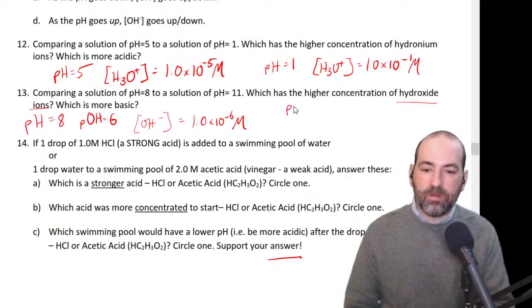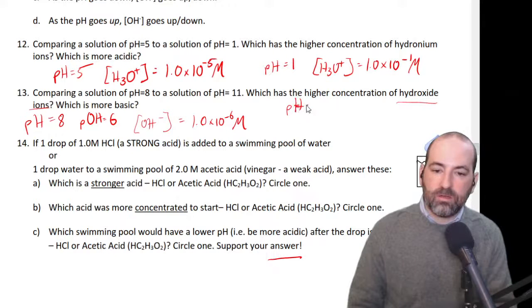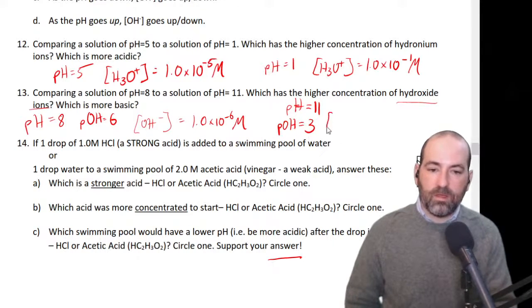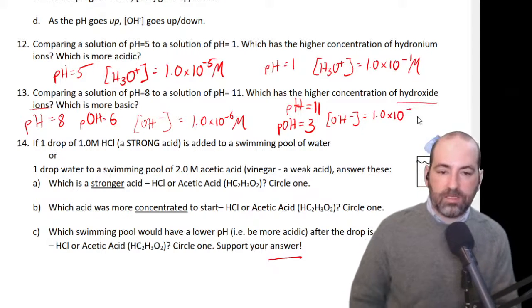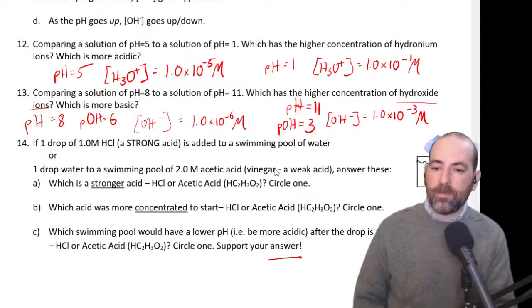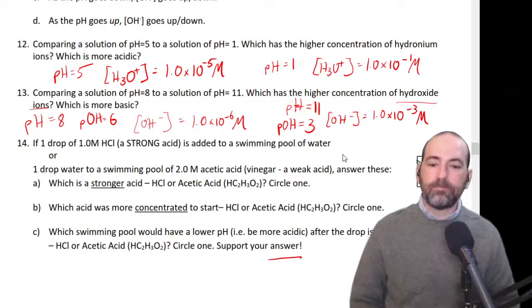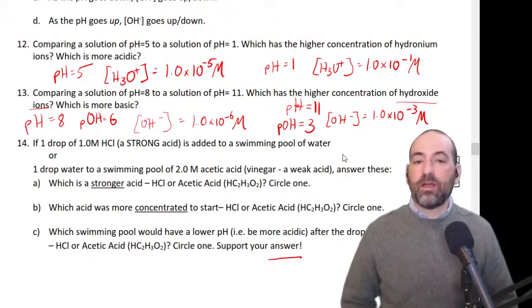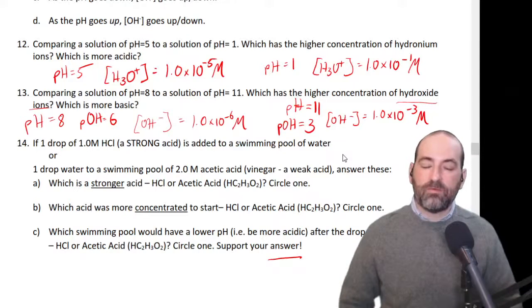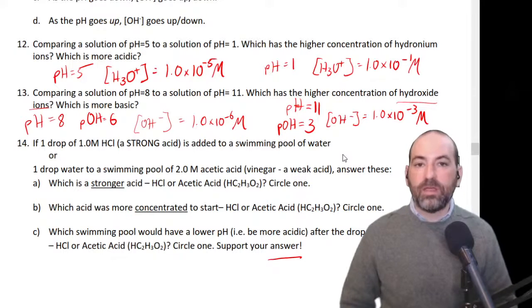In the second one in the question, the pH is 11, which means the pOH is 3, and the hydroxide concentration is 10 to the minus 3. So which one has the greater hydroxide concentration? The second one, right? Much bigger number there. And so that one's going to be more basic. So that's how you use pH to figure out concentration. You use concentration to figure out pH and then pOH. And then from that, we can rank how acidic or basic a given solution is.